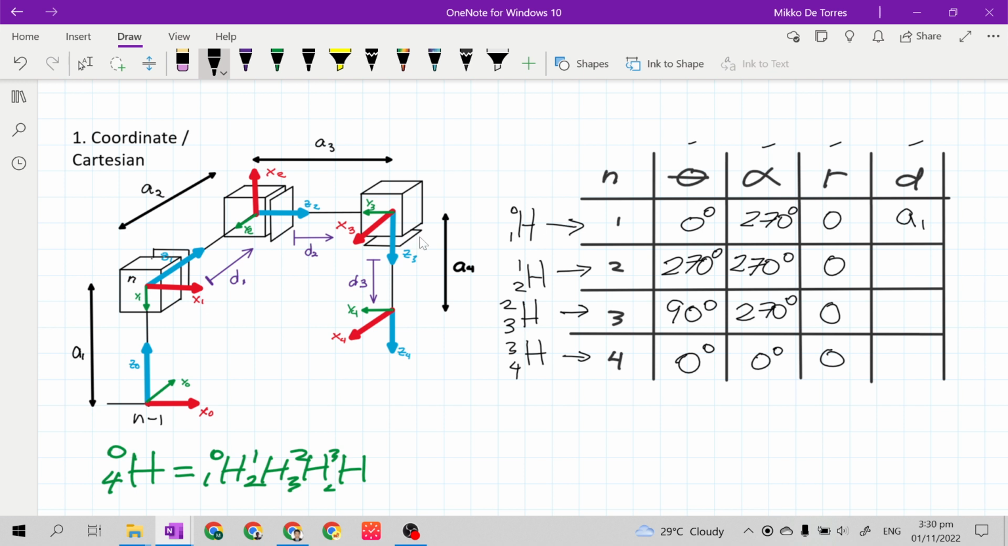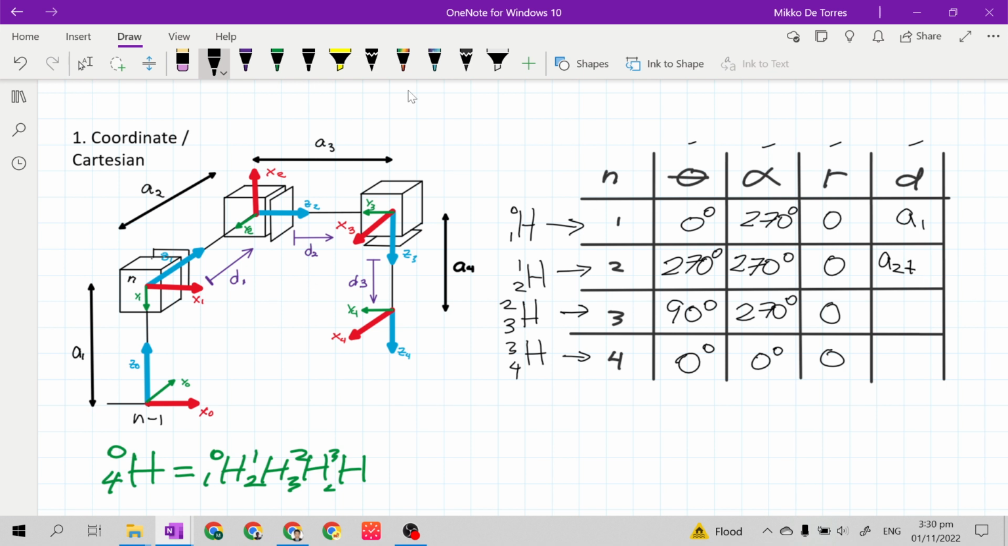Next, for the homogeneous transformation matrix of frame 2 reference to frame 1, the distance between frame 1 and frame 2 is along z sub 1. Z sub 1 now is the z sub n minus 1. So we will write here a sub 2, because a sub 2 is along z sub 1 axis. And with a sub 2, we have a given joint variable d sub 1.